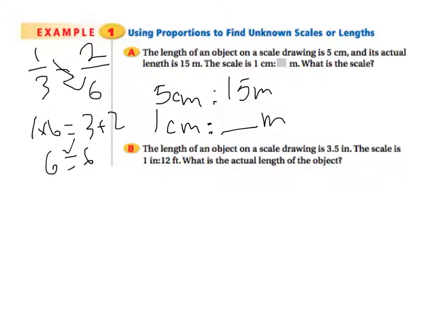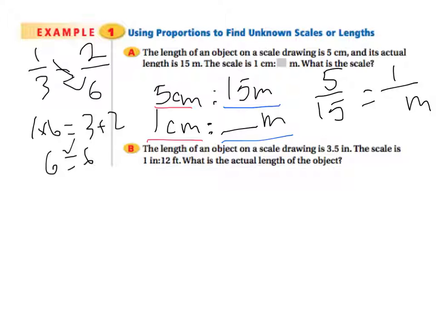To set up the proportion, we're going to do 5 over 15 and 1 over m. So 5 over 15 is equal to 1 over m. We don't know what this m is. Let's call it x. Now you remember, notice here that these units stay the same. So centimeters are on the top, then centimeters have to stay on the top. And if meters are on the bottom, then meters have to stay on the bottom.